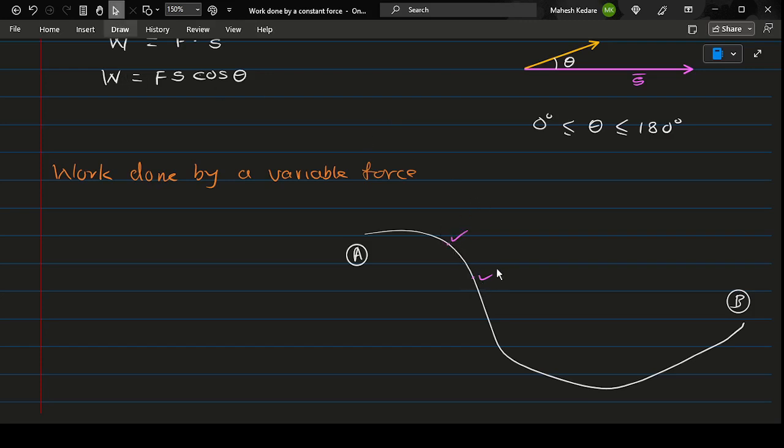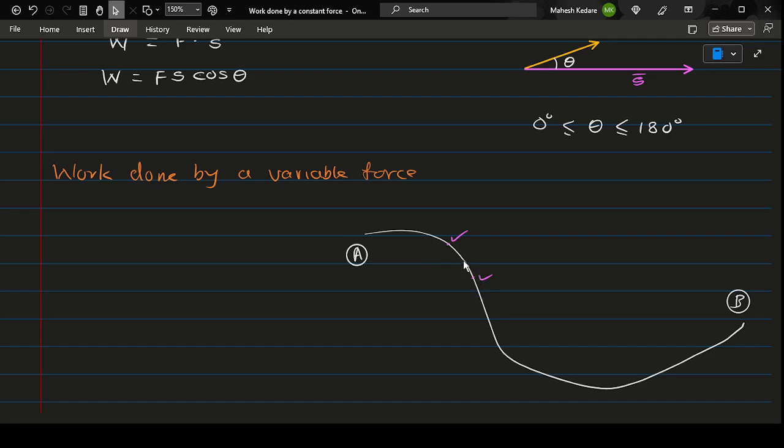So what we do is consider a displacement so small that during that displacement, the change in force, both in magnitude and direction, is very small, almost negligible. So when we consider a very small displacement, the variation in force, being very small, can be neglected, and we can take the force to have some constant value and a constant direction. This is possible because as we go from one point to the other, the force changes continuously. The direction and magnitude of the force both change continuously.